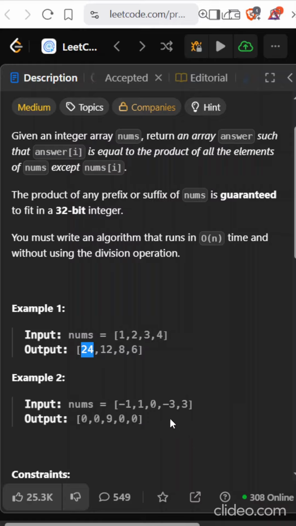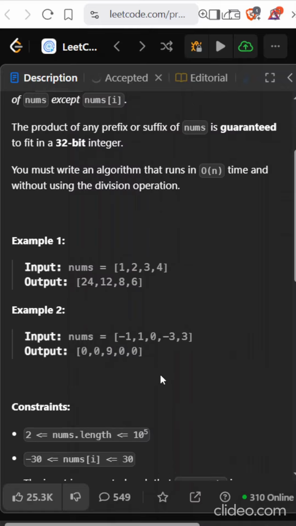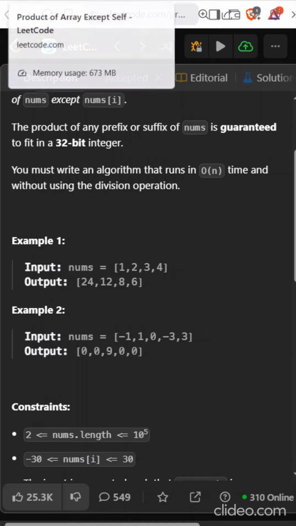But the game will change when we have zeros. So when we have one 0, for this 0, the product of the rest of the elements is the answer, but for the rest it will be 0 because anything multiplied by 0 is 0. And another important thing is that when you have two zeros, the entire final array will be 0, because a 0 will come into the picture whenever we are dealing with any other index.